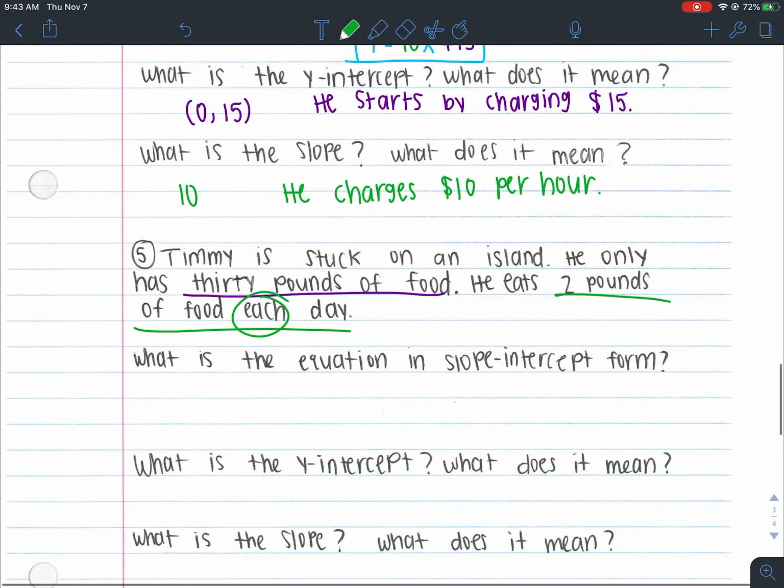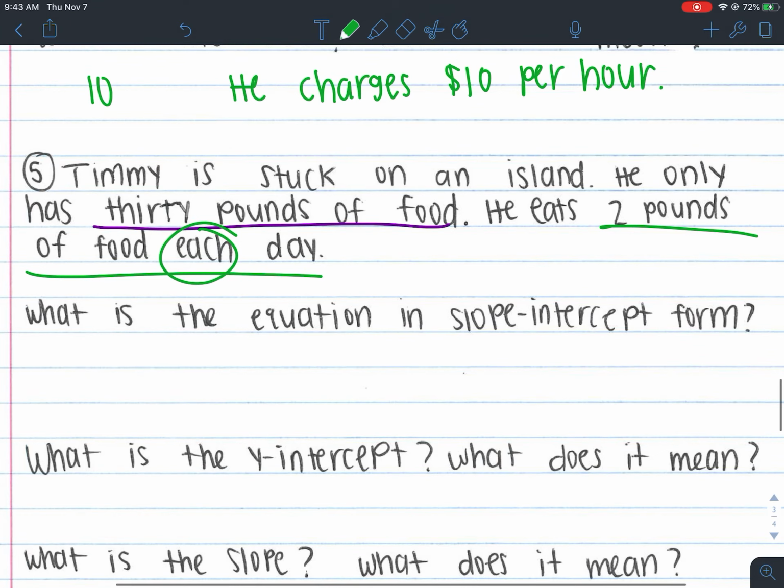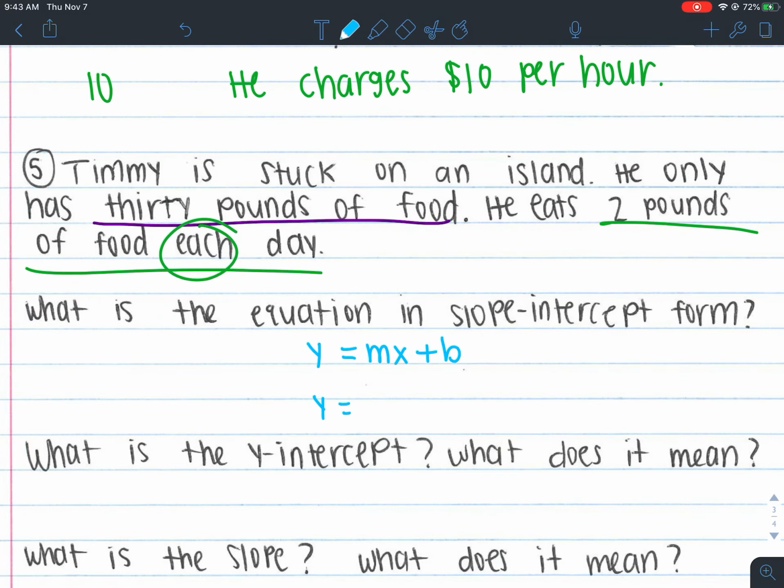Keyword being each. Did I circle that on the last one? I did. Okay, remember, each and per tip me off that, hey, this might be the slope. So let's go ahead and write our equation. We want it to be in slope-intercept form, so I know that looks like y equals mx plus b. So let's fill in the information that we know. Y equals, what would my slope be here? Well, your slope is going to be how much you intake each day.